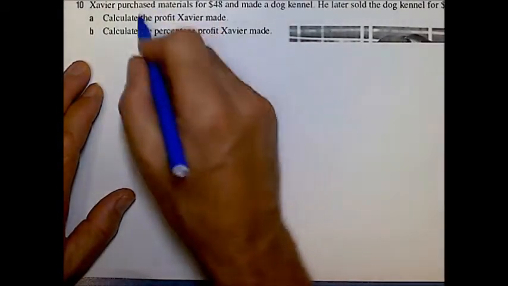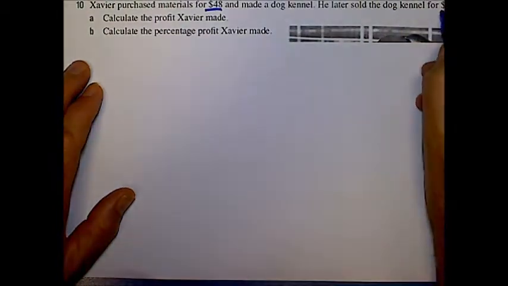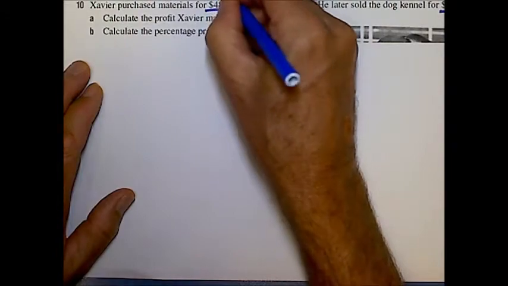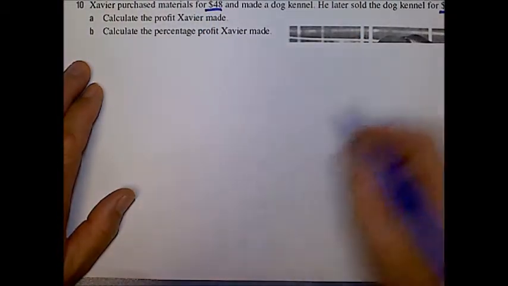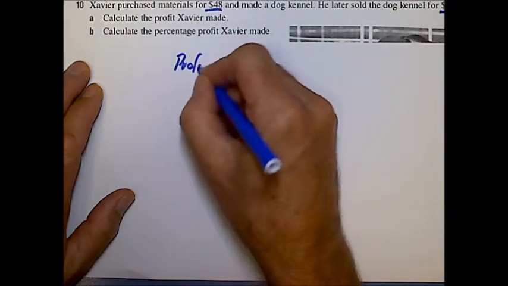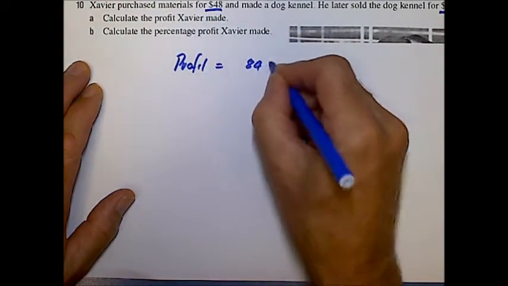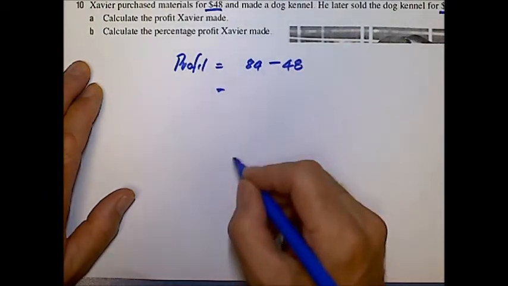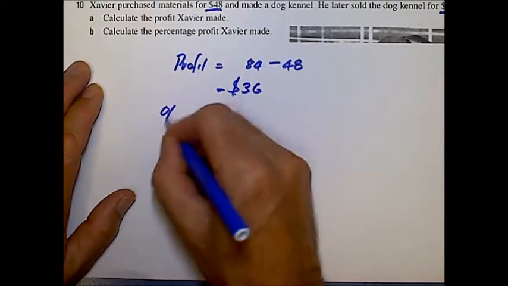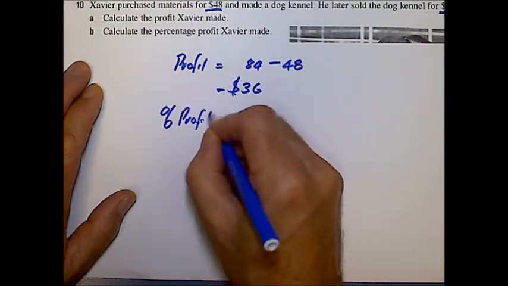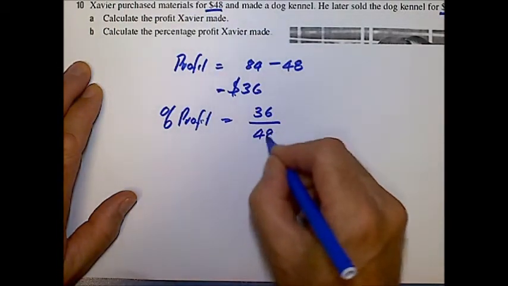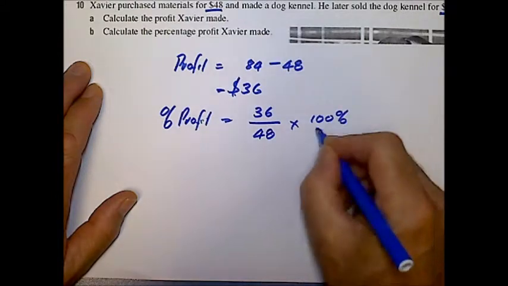Xavier has bought some materials for $48 and he has sold the dog kennel for $84. So the original value here is $48, and this of course is the final value. So the profit is going to be equal to 84 minus 48. So that's going to be equal to $36. So the percentage profit, again, is going to be equal to the 36 compared to the original value, which is 48, multiplied by 100% over 1.